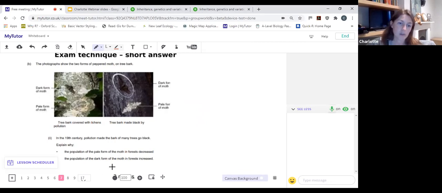And before we get to the question, we're going to have a good look at the text and, in this case, the photos. So the photographs show 2 forms of peppered moth. Okay, so 2 forms is the keyword there, and we know that we're talking about peppered moths on tree bark. So they've done a pretty good job here of showing both forms of the moth on white and dark surfaces.